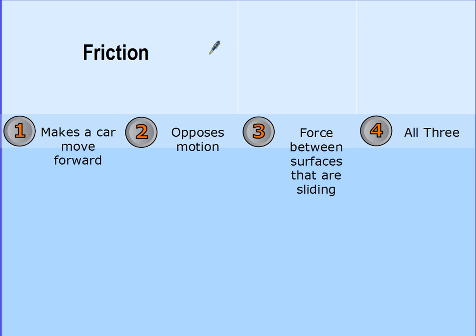Friction. Which of these could be true? It makes a car move forward. We saw that. It opposes motion. Well, that's true too. And it's a force between surfaces that are sliding. Another one. So the correct answer for this one would be all three.